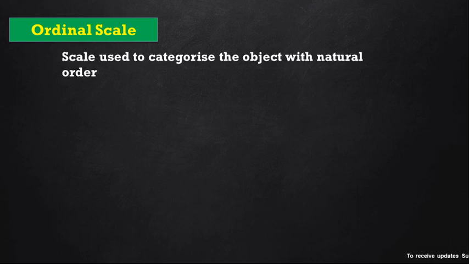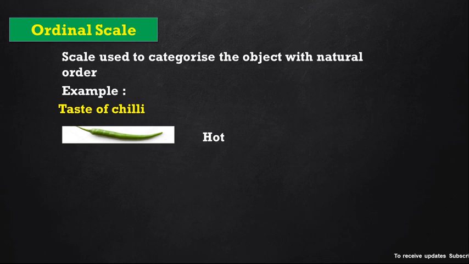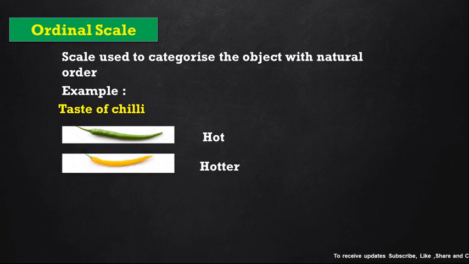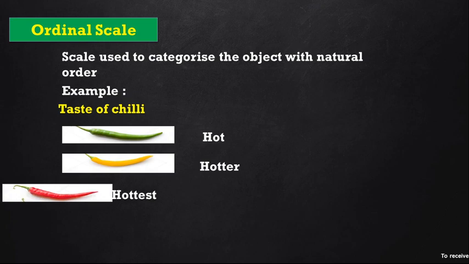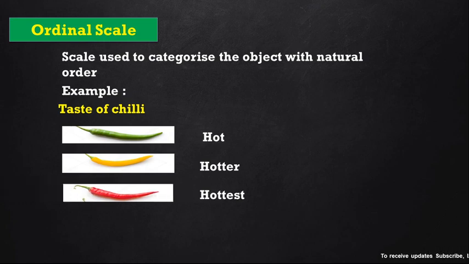In the ordinal scale, we categorize the object with natural order. We will see an example, the taste of chili. A green chili will be hot, when it is a little ripe it will become hotter, and when it is red in color it is hottest. That means we give the labels hot, hotter and hottest. It has an increasing order based on the taste. We know that the taste in the chili is because of capsaicin.